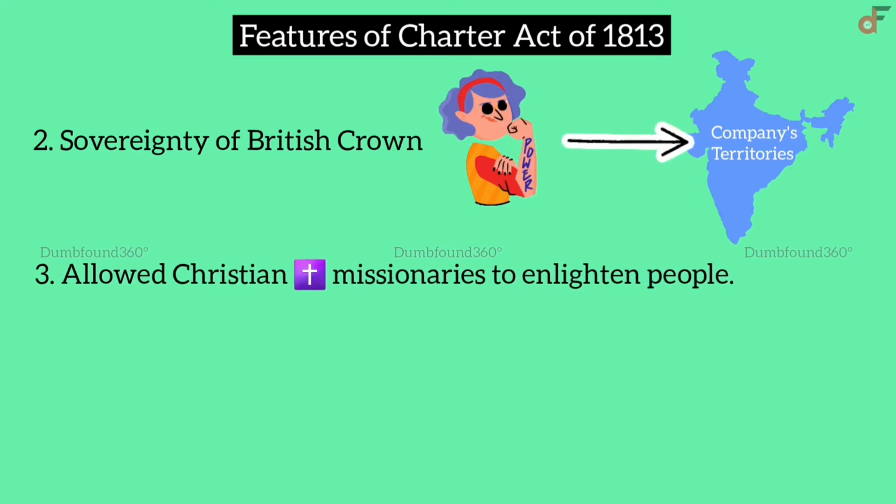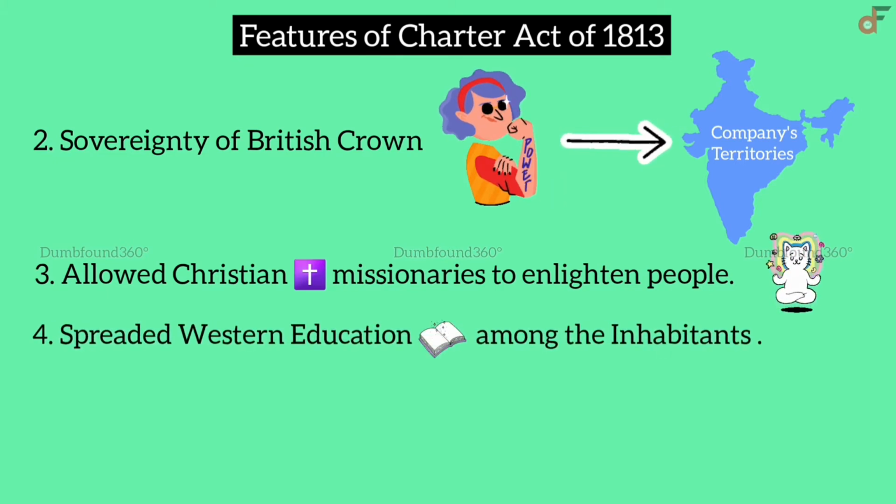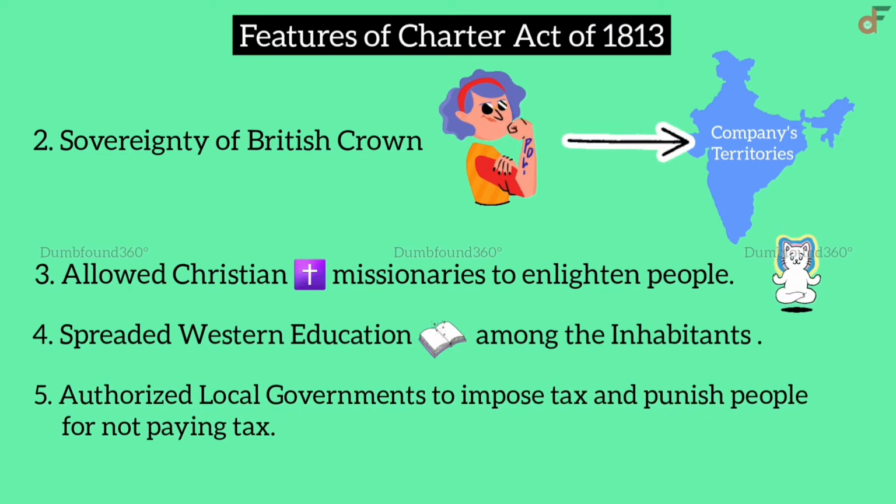3. It allowed the Christian missionaries to come to India for the purpose of enlightening the people. 4. It provided for the spread of Western education among the inhabitants of the British territories in India. 5. It authorized the local governments in India to impose taxes on persons. They could also punish the persons for not paying taxes.